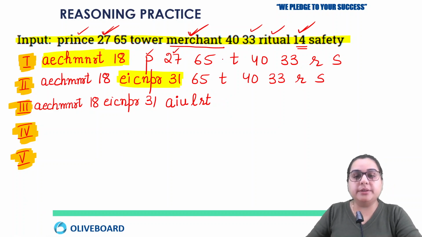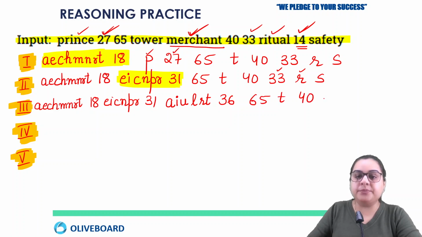Here, as we can see, the smallest number was 14, which became 18, and then it was 27. On adding 4 to 27, it became 31. Next we have to arrange after 27 is 33. So we are going to add 3 on 33, it will become 36. So this 33 has been arranged, and the word that has been arranged is ritual. So 33 and R have been arranged, and we are left with 65, T, 40, S.